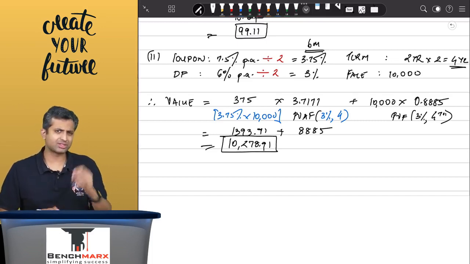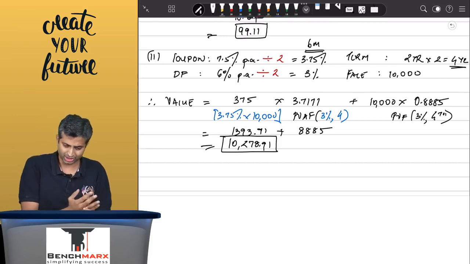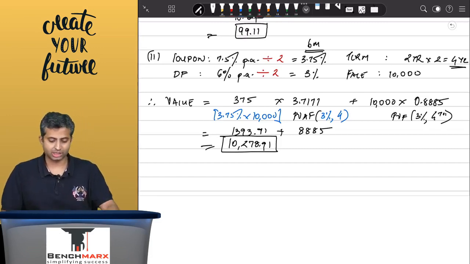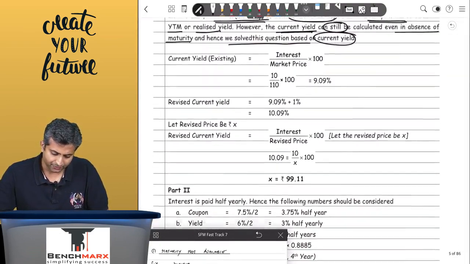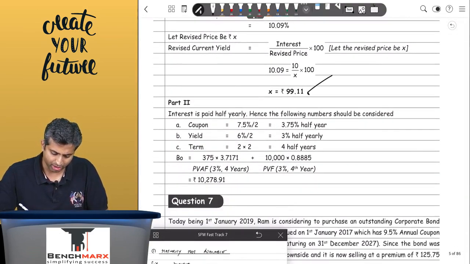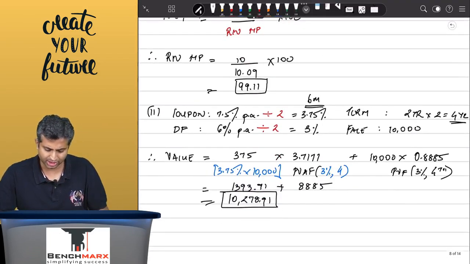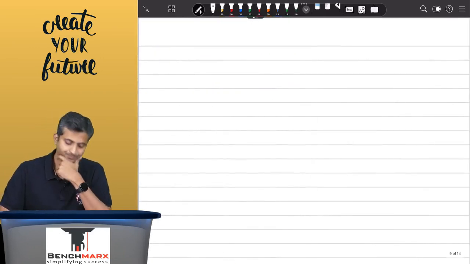Well, yes, this is just a slightly different version of question number 5. It does make sense to me because the coupon rate over here is 7.5 and the market rate is 6%. So the coupon rate is greater than the market rate, and as a result, your answer has to be greater than the face value. So if I verify this, in the first subpart, your answer is 99.1. In the second subpart, it is 10,278.91. This is exactly what we have got, and hence that takes care of your question number 6.